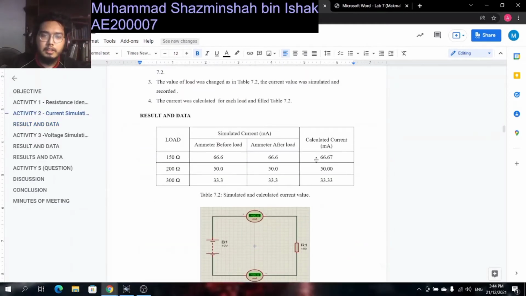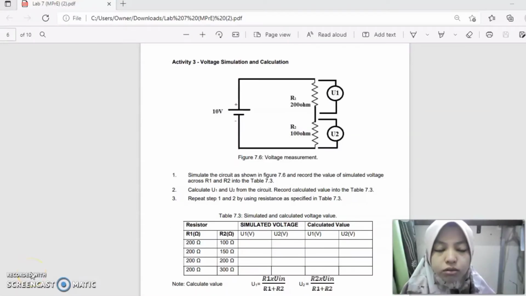Okay, now we look at the table. From this table, we can conclude that the current value decreases when the resistor load is increased. Okay, that's all from me. Thank you.